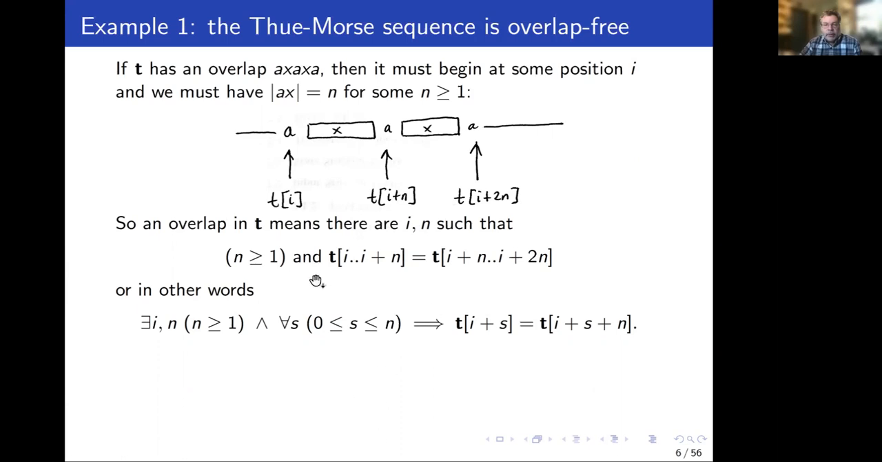If we break that down a little more into individual symbols, it means there exist I and n with n greater than or equal to 1, and for all s from 0 to n, the symbol at position I plus s is the same as the symbol at position I plus s plus n. So there we have a first order logical statement asserting the existence of an overlap.